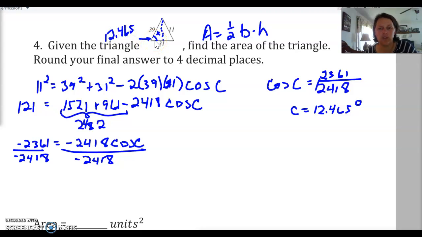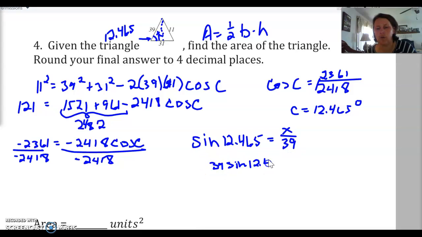Now that we know that angle, we can just use our regular trig function sine, and we know that sine of 12.465 degrees is going to be equal to our opposite. That has to be a 90-degree angle, so we use a right triangle when we use these. Only because we have that height in here can we do that. And so the opposite is now the x value. So x over 39. And so 39 sine of 12.465 equals x. Put that into your calculator, and you will get x equals 8.418.